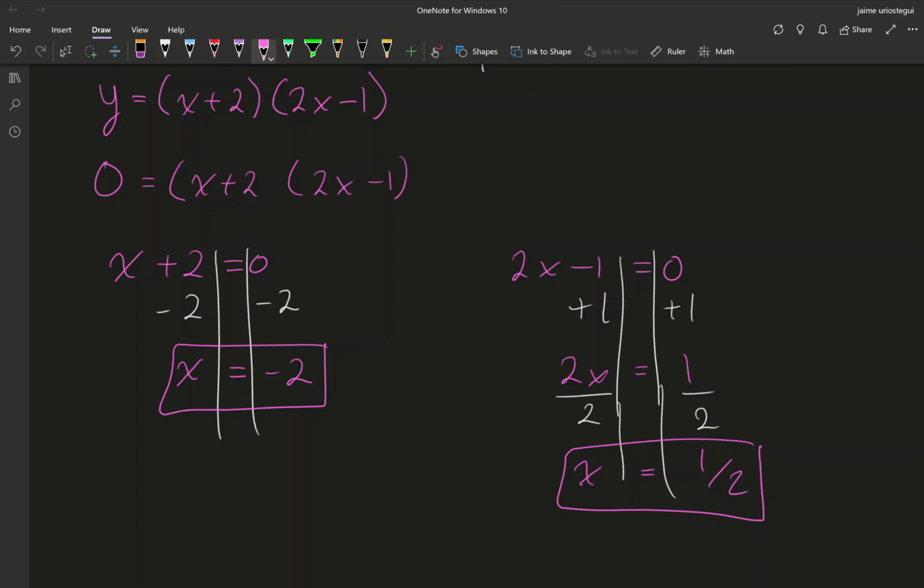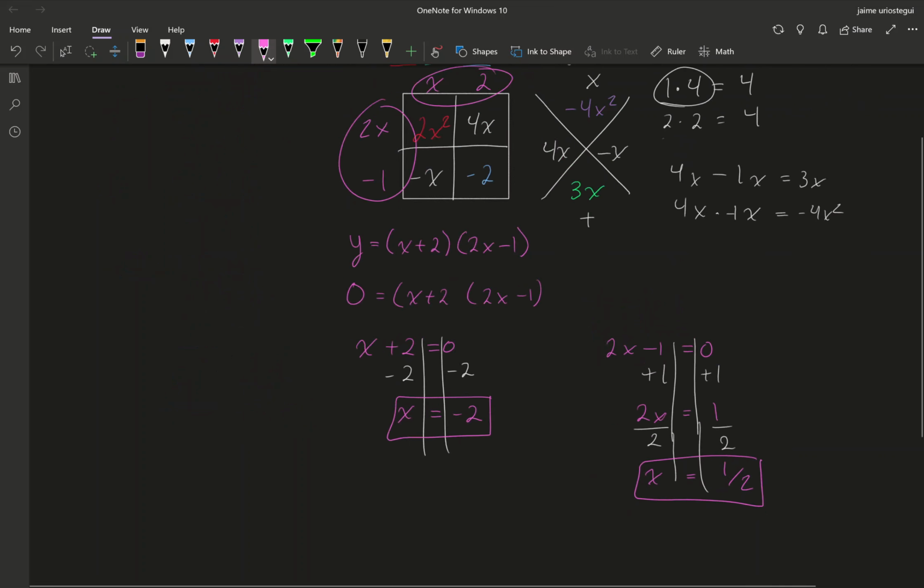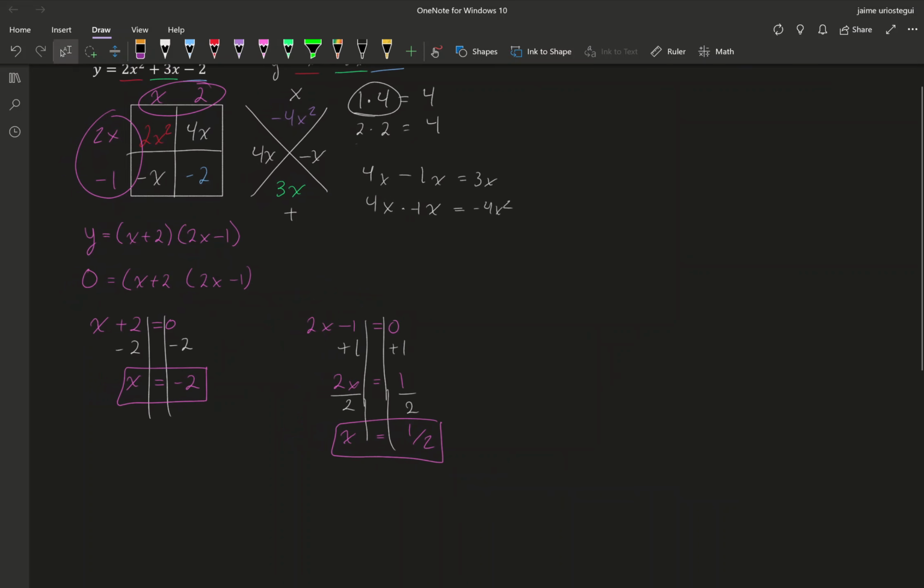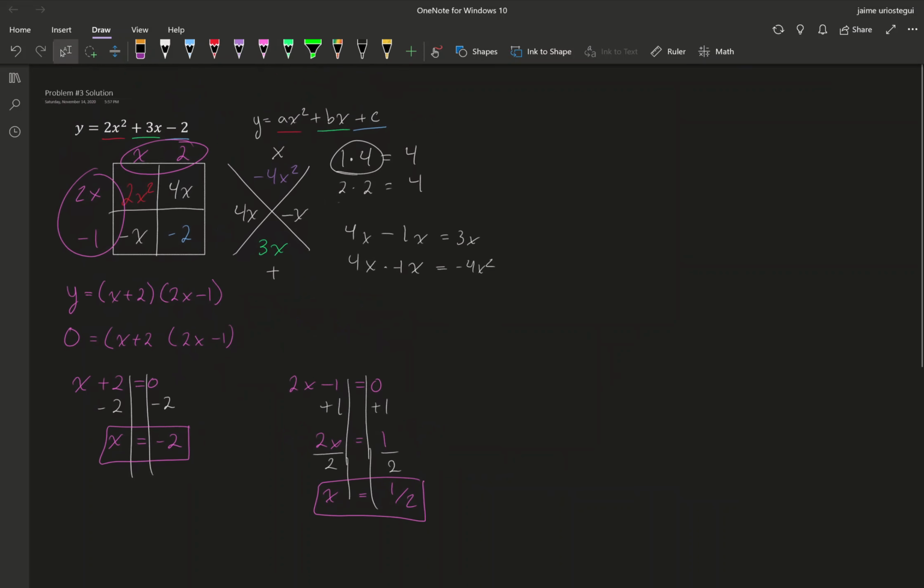So that's how you would solve this equation by factoring. Here it is all in one shot.